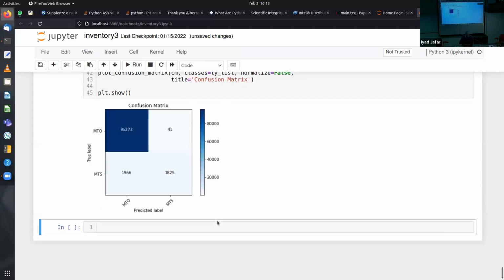You see that classification is correct regarding MTO items. We still have some wrong classification with regard to the MTS. MTS items are not completely recognized correctly, but the false positives are very few. So I think it's interesting. Yeah, it's not balanced. Yes, exactly. The data set is not balanced, whereas the training has been done on a balanced data set, but it is not very well representative.